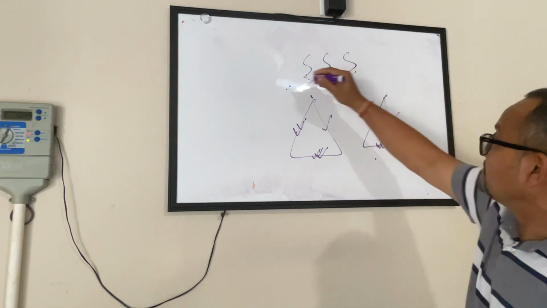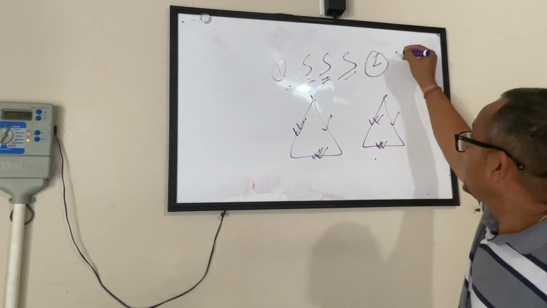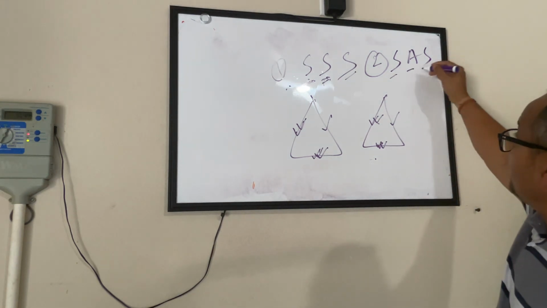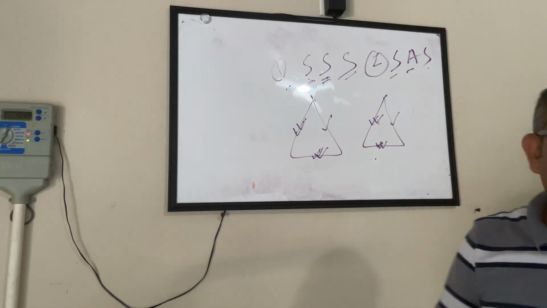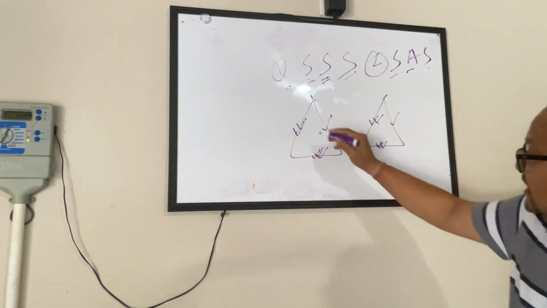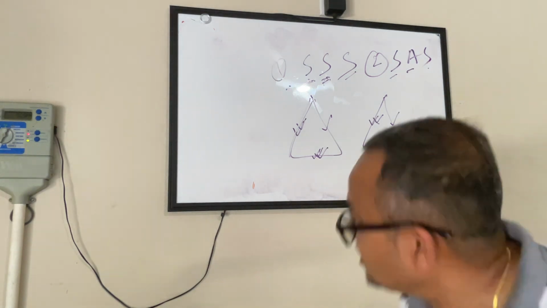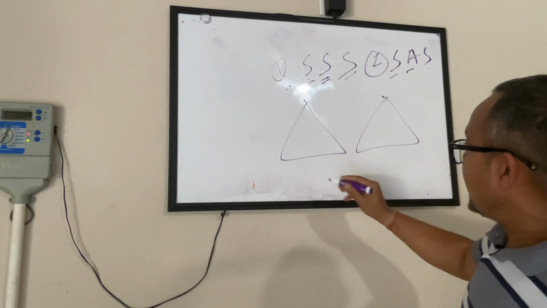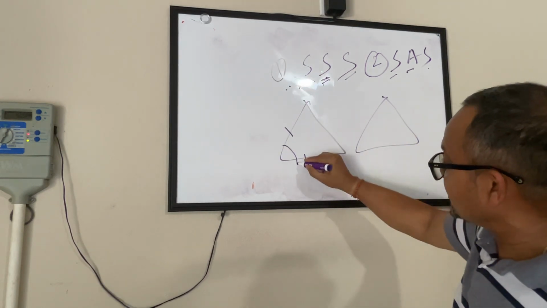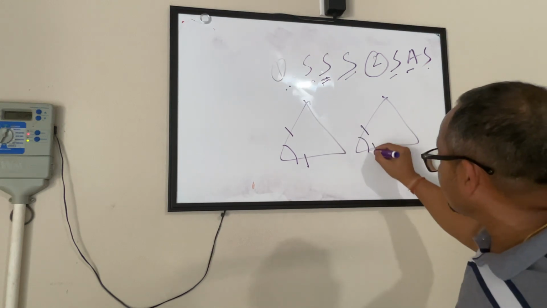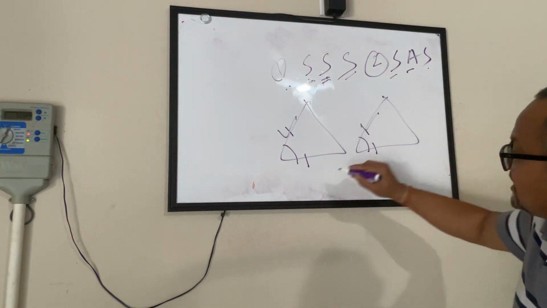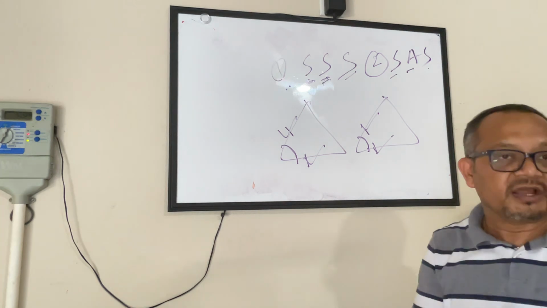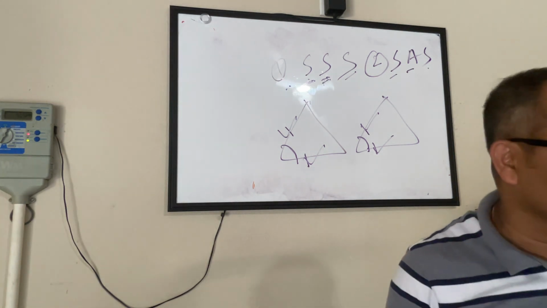If I give the second theorem, that says SAS, meaning two sides and the angle between them. If there are two triangles like this, and one side, second side, and the angle between them, this side matches this side, this side matches this side, and the angle matches this angle, the angle between them, then the two triangles will be congruent. This is the second theorem.